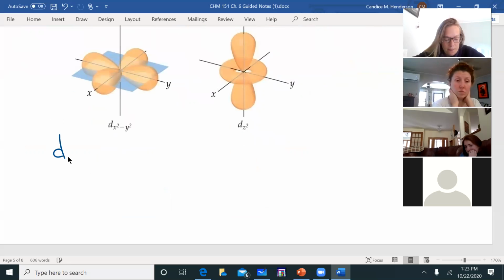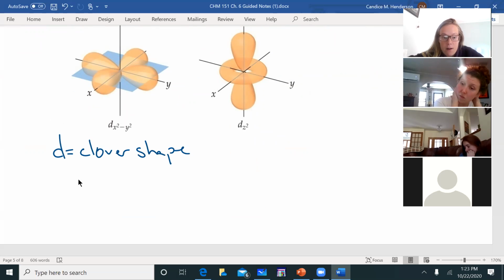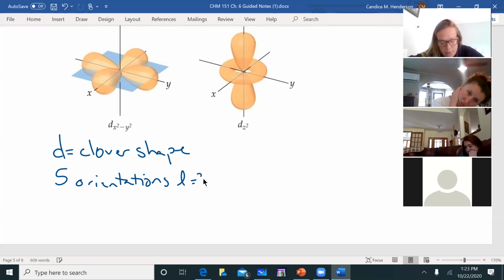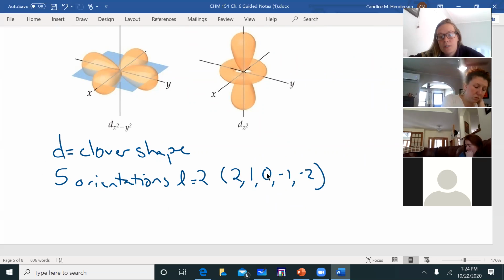For D, we know that it has a clover shape for most of them. We know that there are 5 orientations. And what are those orientations? Well, if L equals 2 for this shape, then I know my possible orientations will be 2, 1, 0, -1, -2, or 5 different options of pointing that classroom.